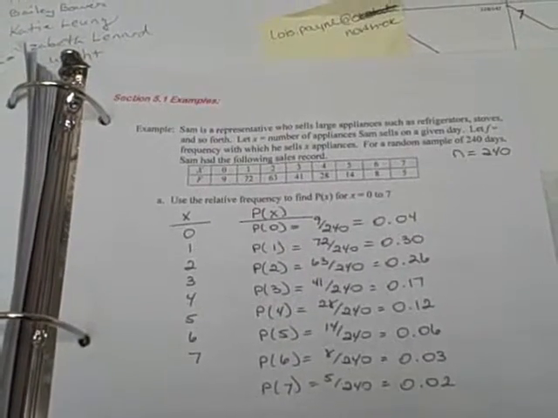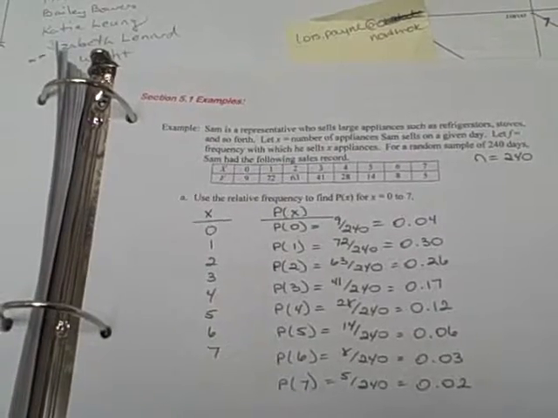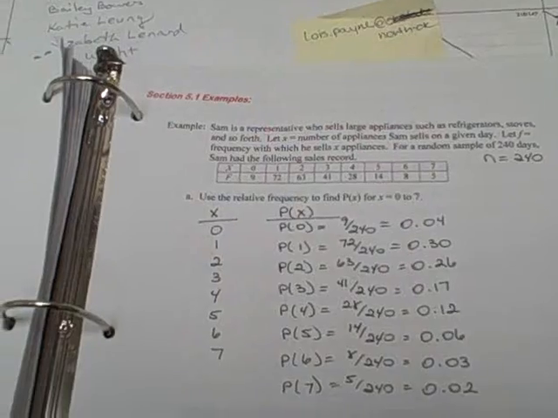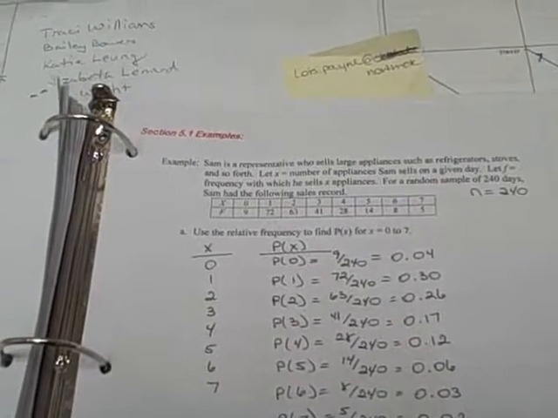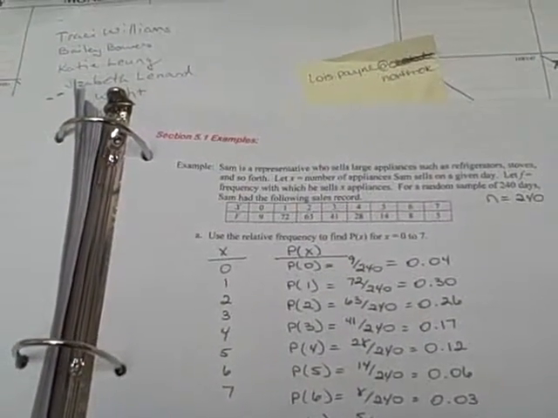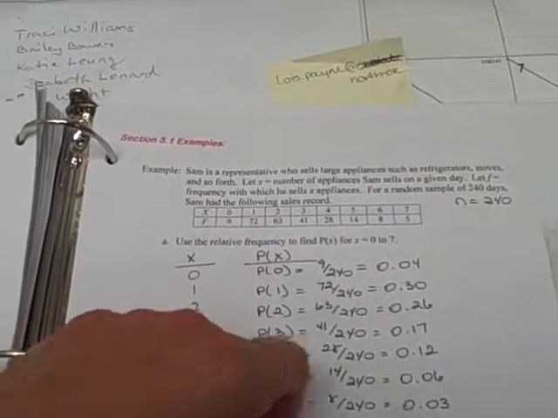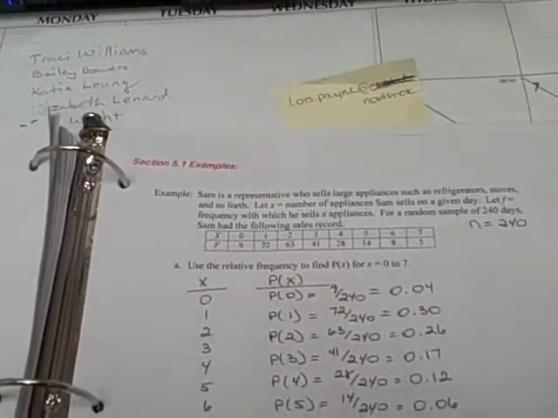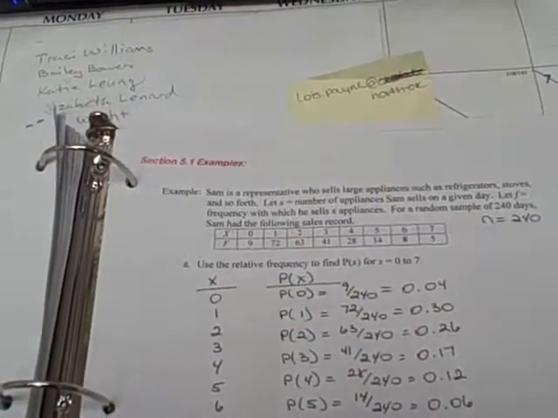Sam is a representative who sells large appliances such as refrigerators, stoves, and so forth. Let X equal the number of appliances Sam sells on a given day. Let F equal the frequency with which he sells X appliances. For a random sample of 240 days, Sam has the following sales record. So there were 9 days that he sold 0 appliances. There were 28 days that he sold 4 appliances, and so on. And we know our sample size N is 240.